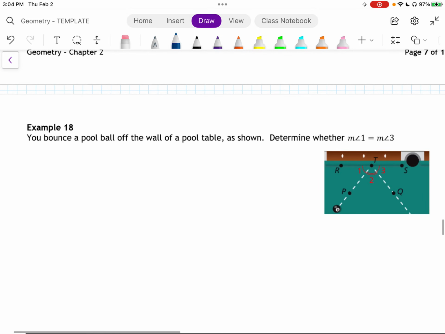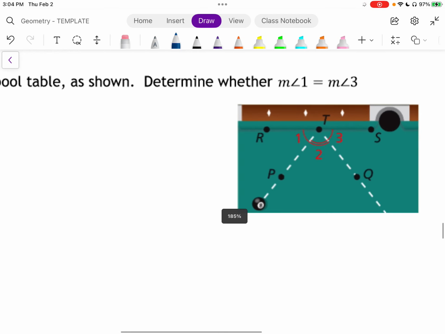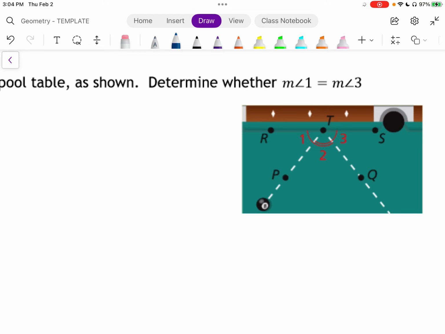You bounce a pool ball off the wall of a pool table, as shown. Determine whether angle 1 equals angle 2, or the measure of angle 1 equals the measure of angle 2. Now, it's not asking us to prove. It's just asking us, what do you think? Do you think yes or do you think no?